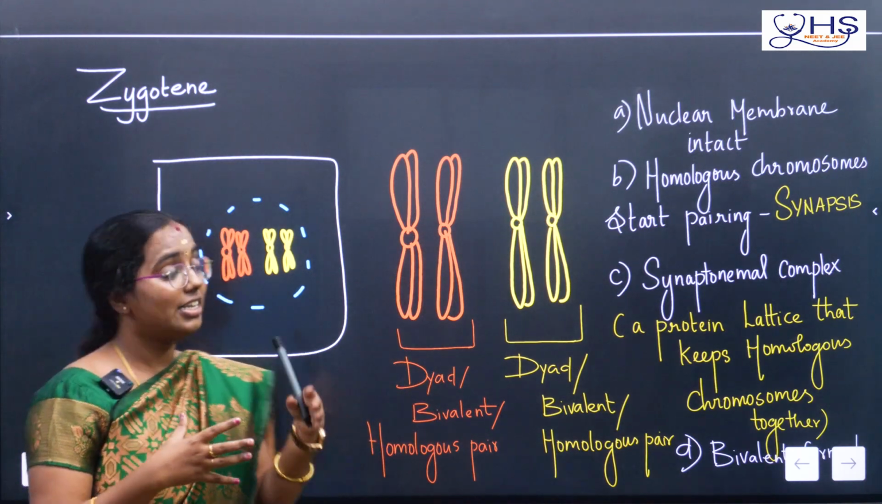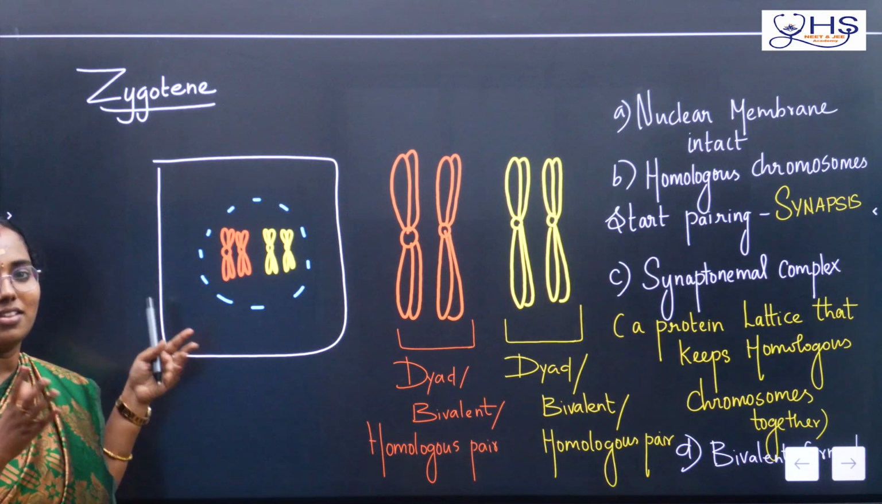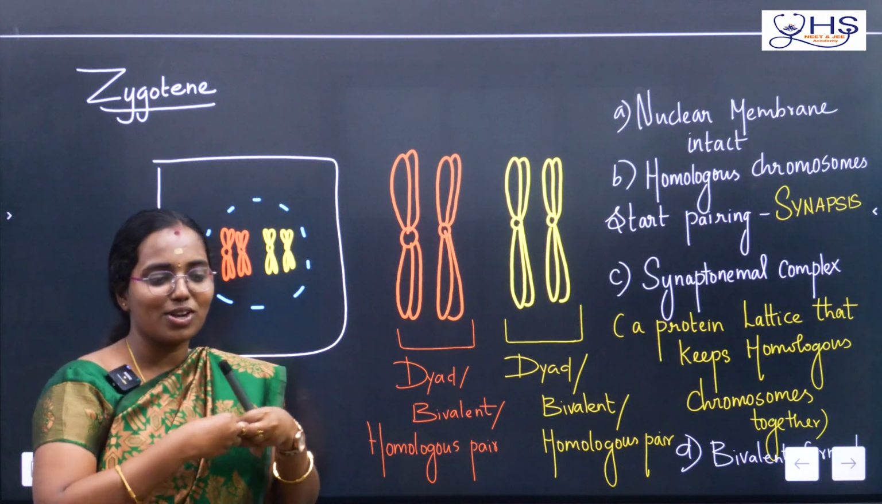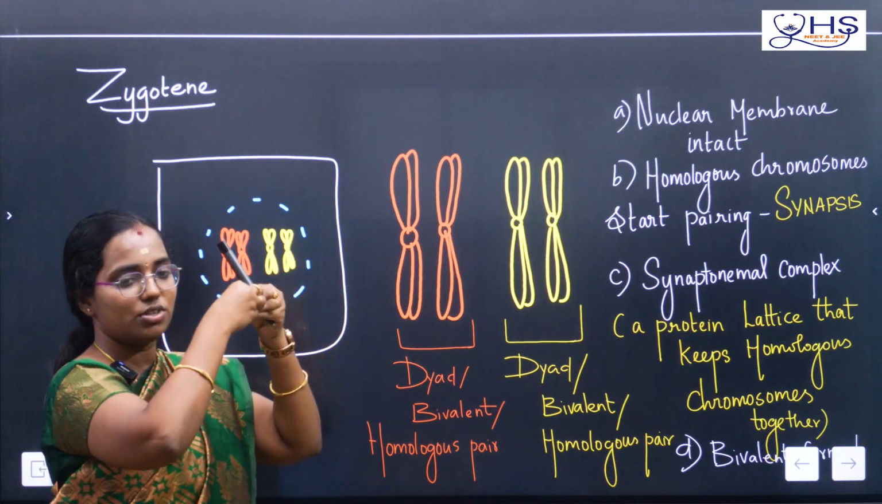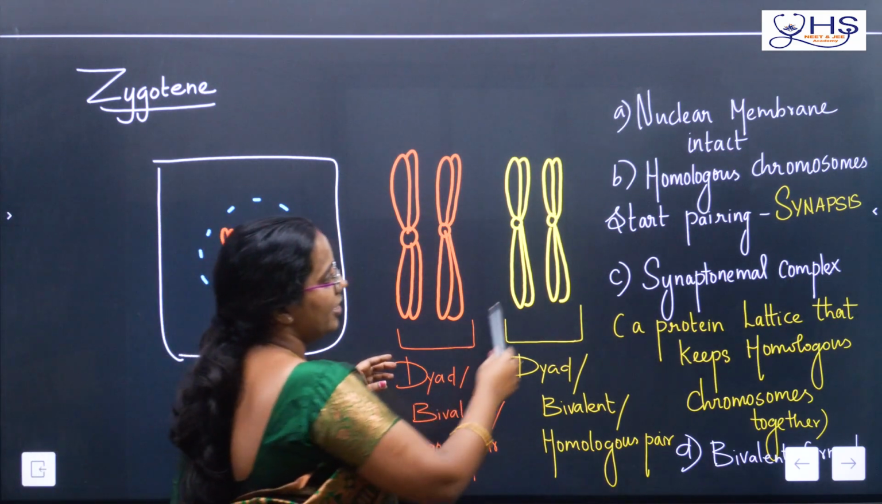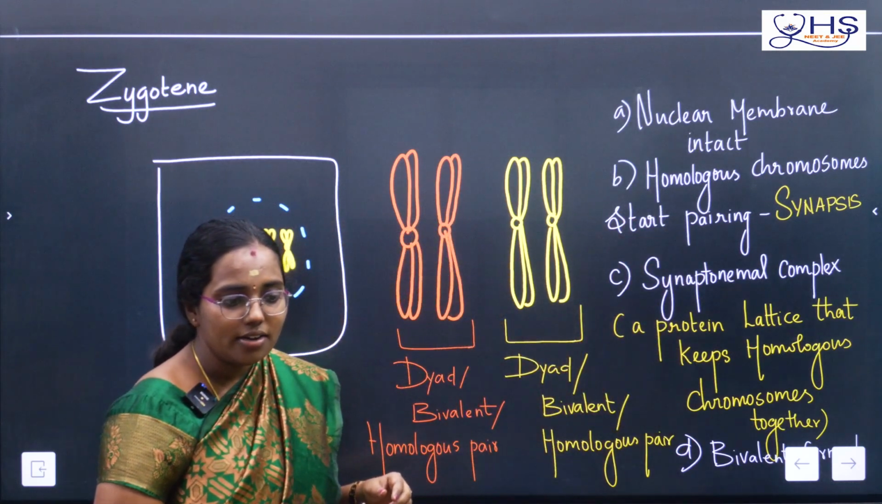So first, in the zygotene phase, they won't come closer by themselves, so you are making them come closer. The maternal chromosome 1 will come closer to paternal chromosome 1. That's what I have written. Homologous chromosomes start pairing.